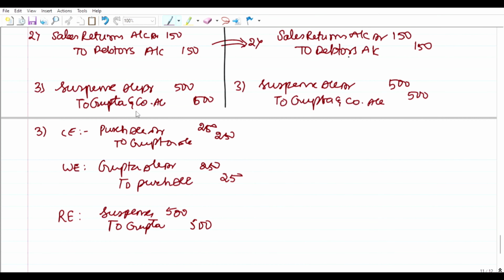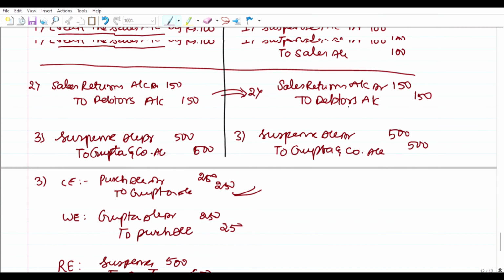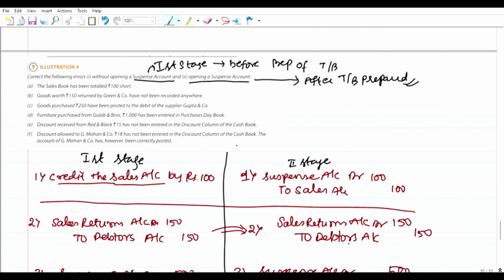We have to record this entry correctly: Purchases account debit to Gupta account by rupees 250. This is what we have to incorporate in the books of accounts. But unfortunately, the wrong entry they have incorporated is Gupta account debit to purchases. But actually, what happened? Let us see the question once again.